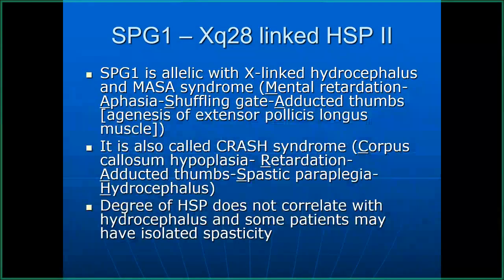Kind of finishing, let me talk about only one type of X-linked, which was actually the first one. It was on the long arm, Xq28, and this is also allelic, the same gene causing what is called MASA syndrome. Again: mental retardation, aphasia, shuffling gait, adducted thumb agenesis. This is agenesis of the extensor pollicis longus muscle, very specific. They also have something called CRASH syndrome, so basically, with the spinal cord.